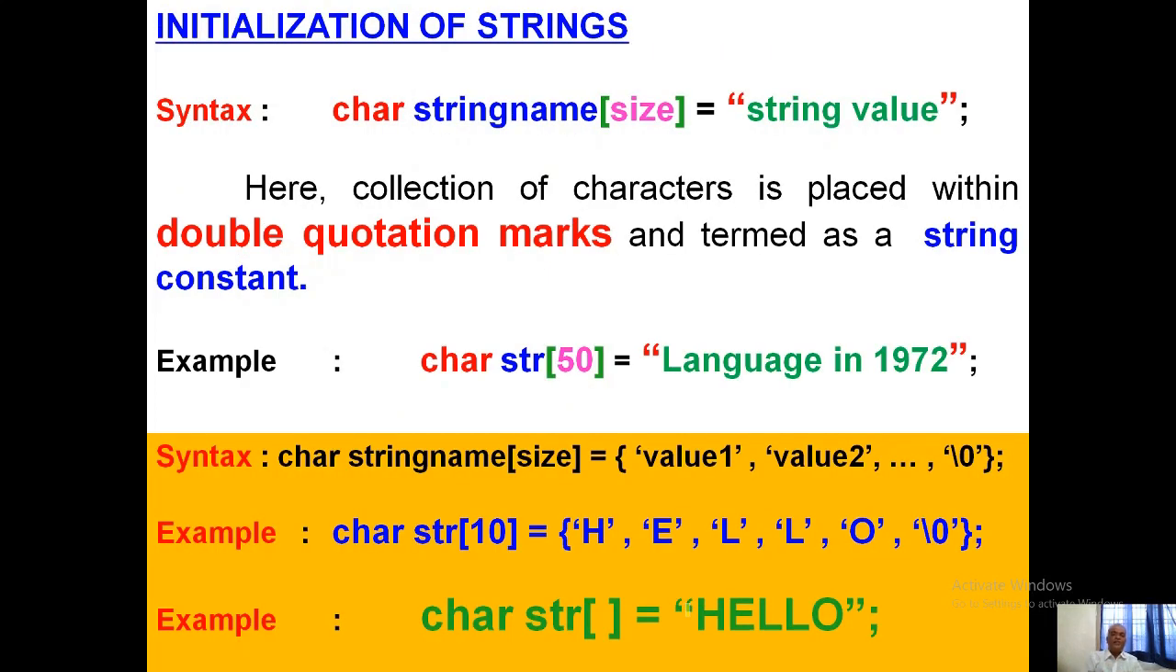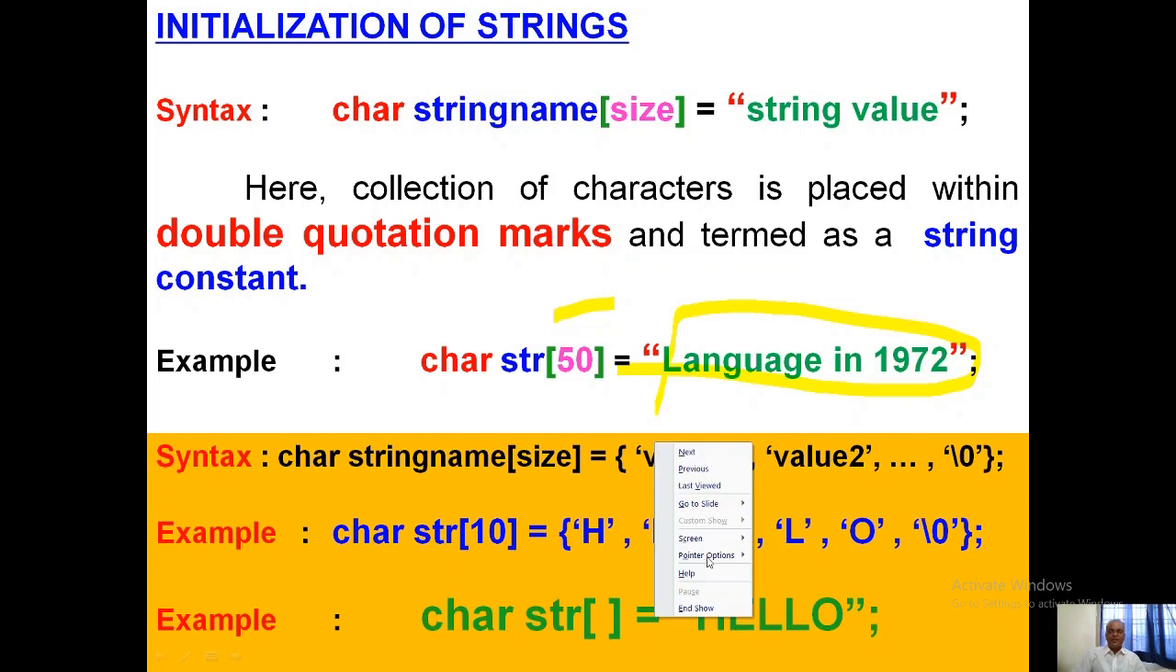So, initialization of strings. Initialization of strings is similar to the initialization of an ordinary array. Here, char string name of size equal to string value. A collection of characters placed in double quotation marks is termed a string constant. Whereas in numbers, we mention them in the form of 11, 22, 32. So char str of 50 equals "language in 1972". Whatever is given, "language in 1972", can be termed a string constant. Why? Because it is specified in double quotes.